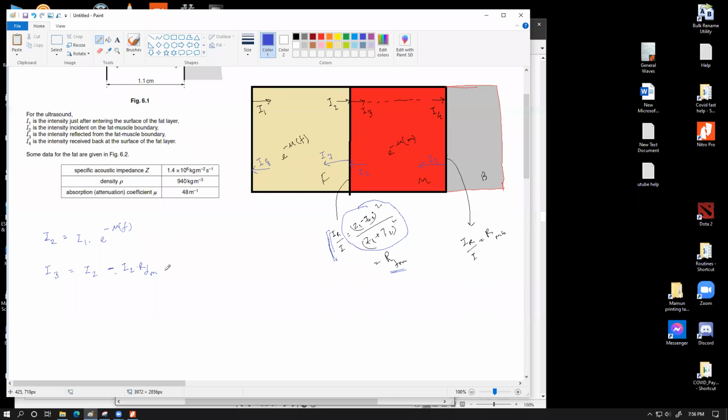Is this question clear to everyone? Are we clear with this one? Yes, sir. Yes, sir. So then if you start from I3 to I4, you can work it around the same way. Have a look.